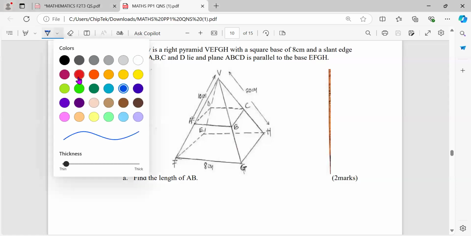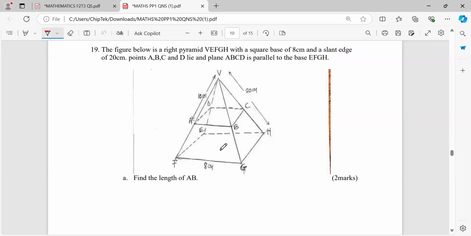So let's start. The question is saying the figure below is a right pyramid BEFGH with a square base of 8 centimeter and a slant edge of 20 centimeter. So points A, B, C, and D lie on plane ABCD, which is parallel to the base EFGH. Find the length of AB. Remember, find the length of AB, which is this one.